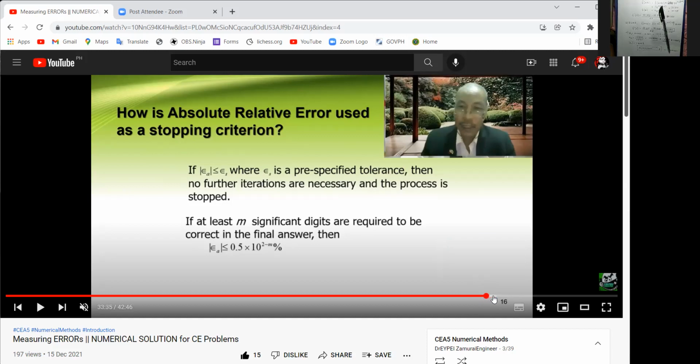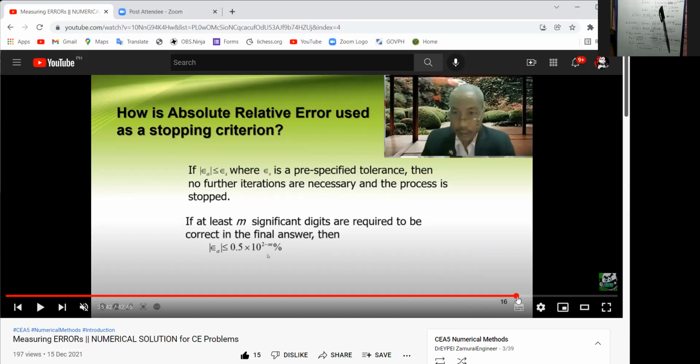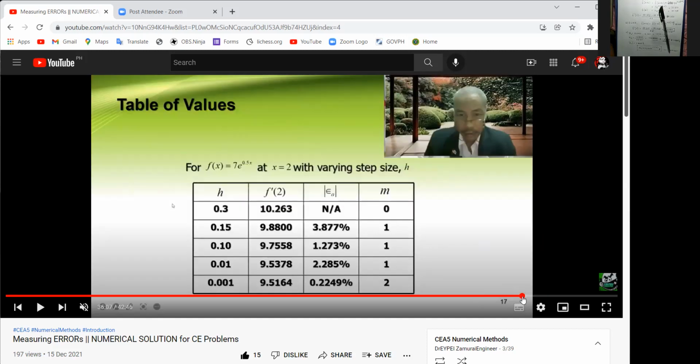Let us go to the next problem. I am looking for the next one. Cannot find. Okay, here is our next problem.